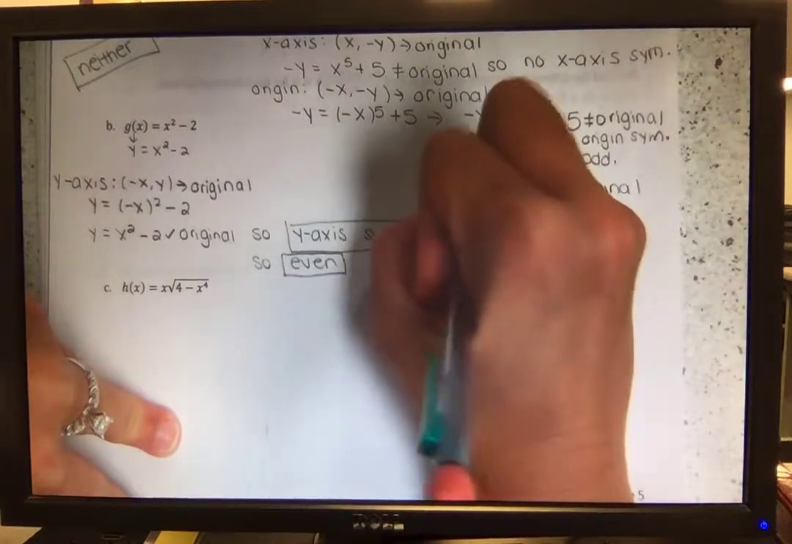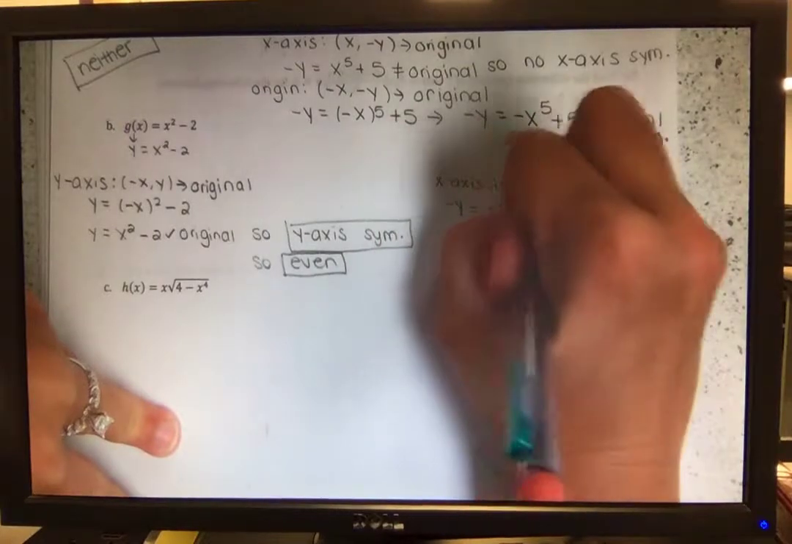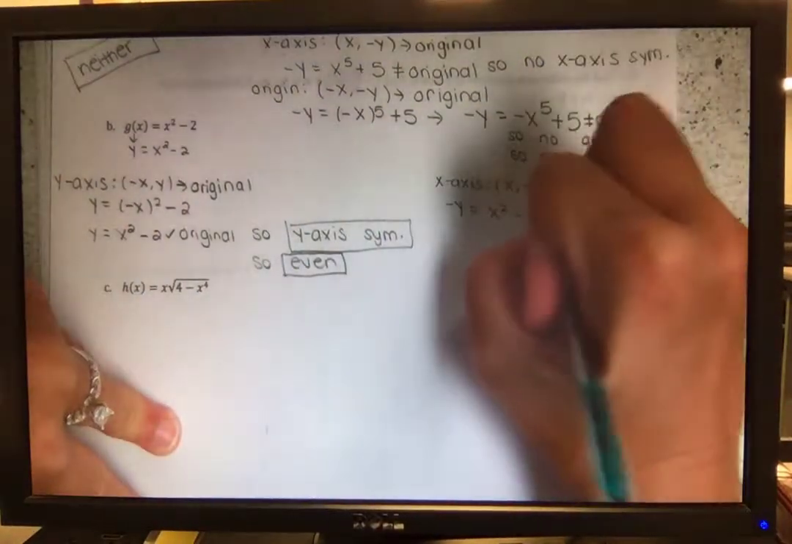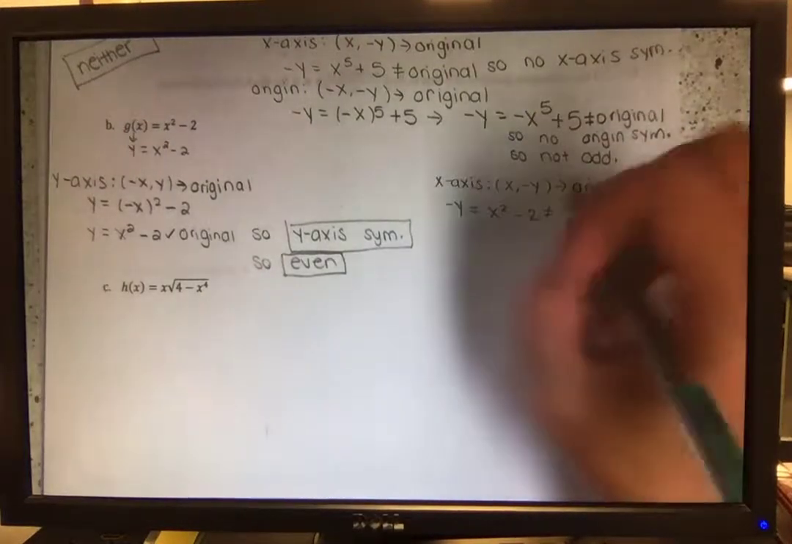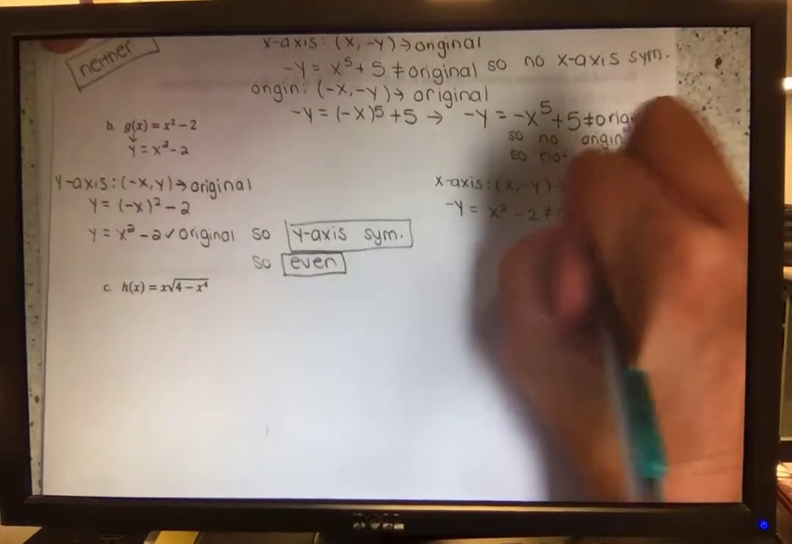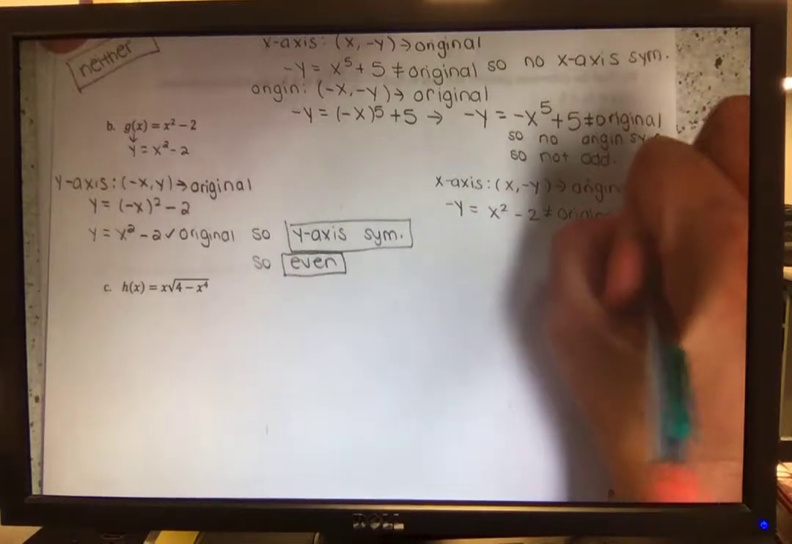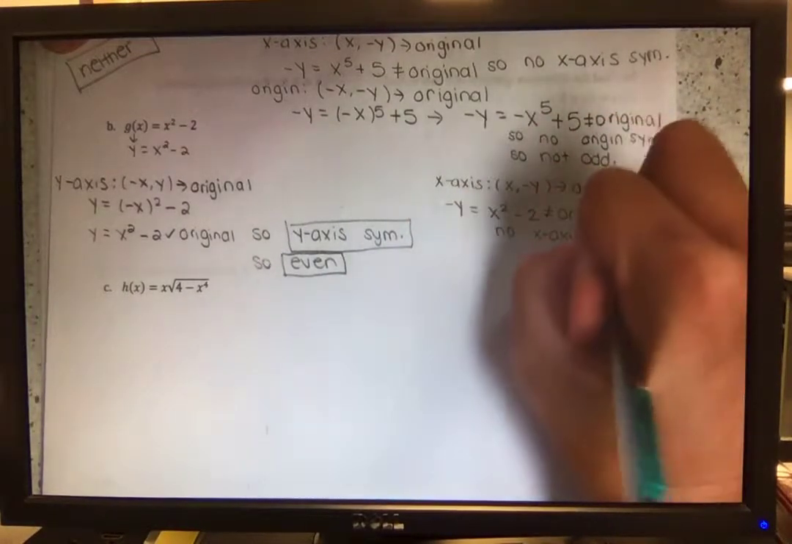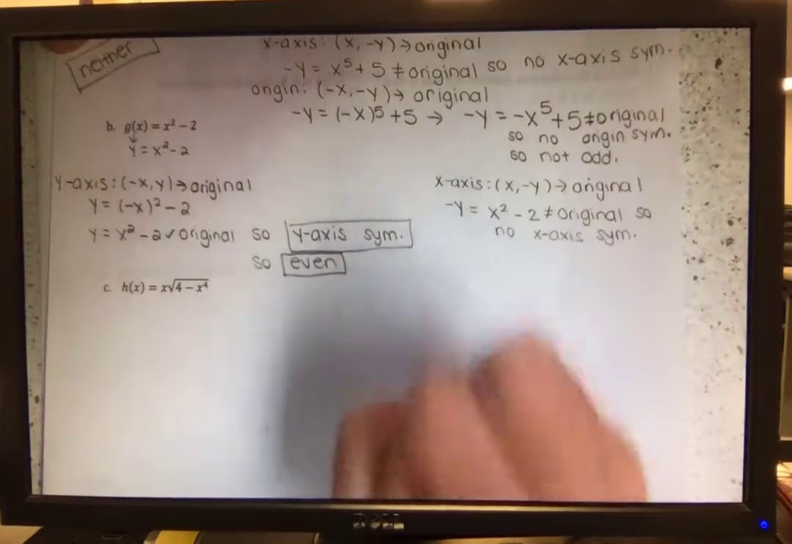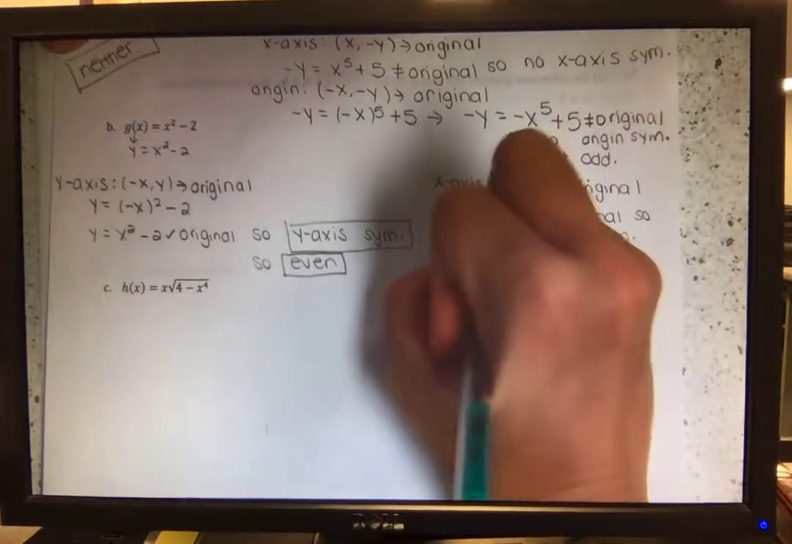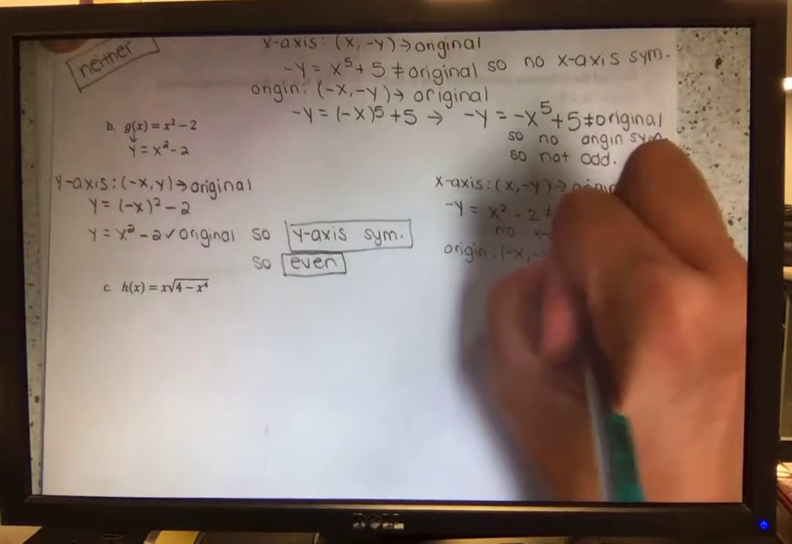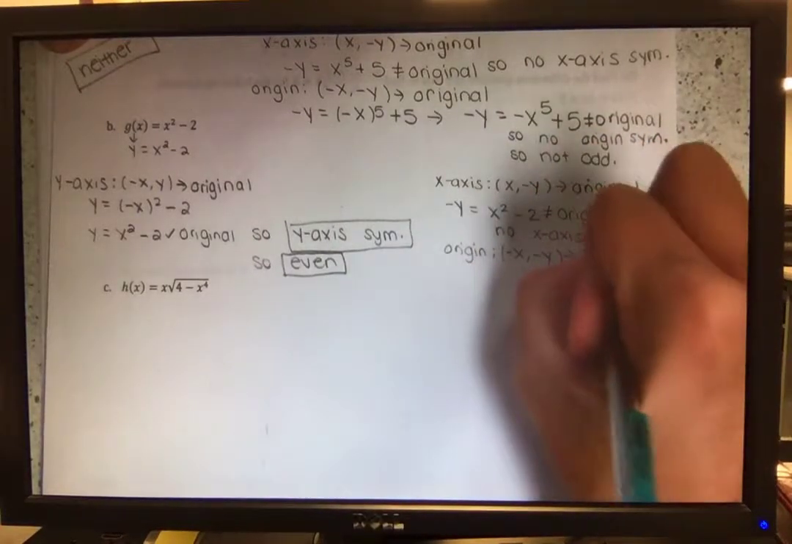So negative y equals x squared minus 2. I can't do anything to get rid of that negative in front of the y. So I'm left with negative y equals x squared minus 2, which is not the original. So no x-axis symmetry. And then last but not least, testing for origin symmetry. Remember, if it has origin symmetry, it is odd.